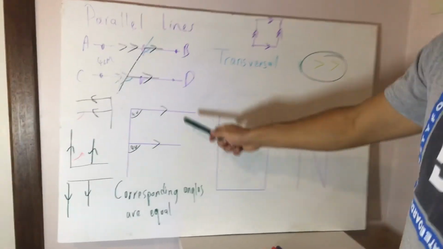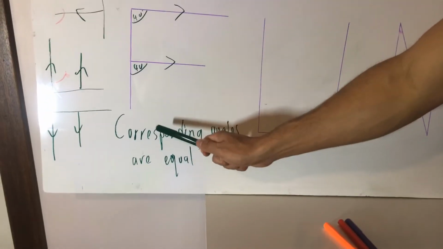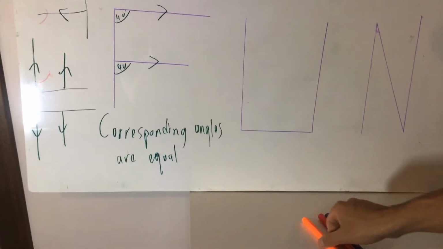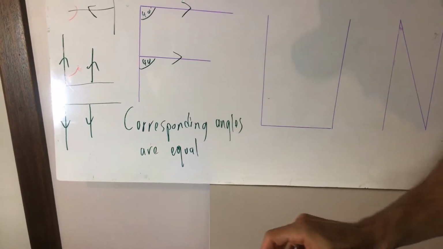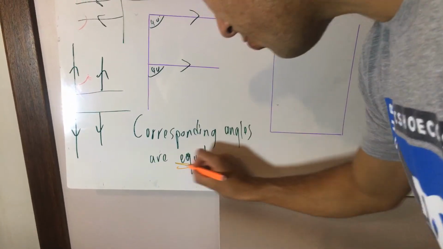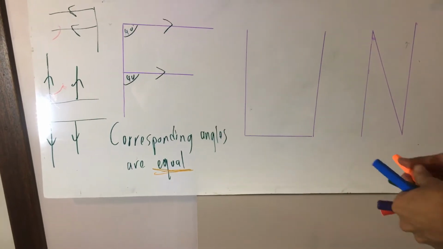Okay, so the F is corresponding, and if they're corresponding, they are equal. Very important, it has to be equal. Corresponding angles are equal, because my next one is co-interior.